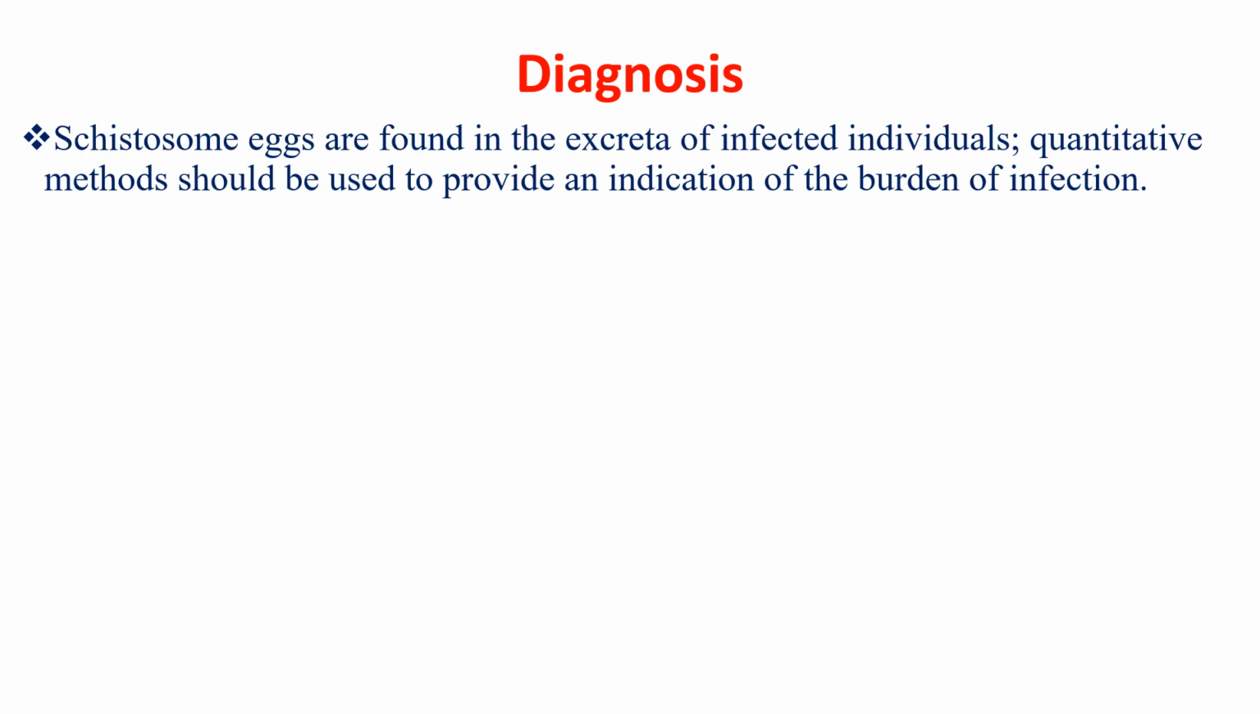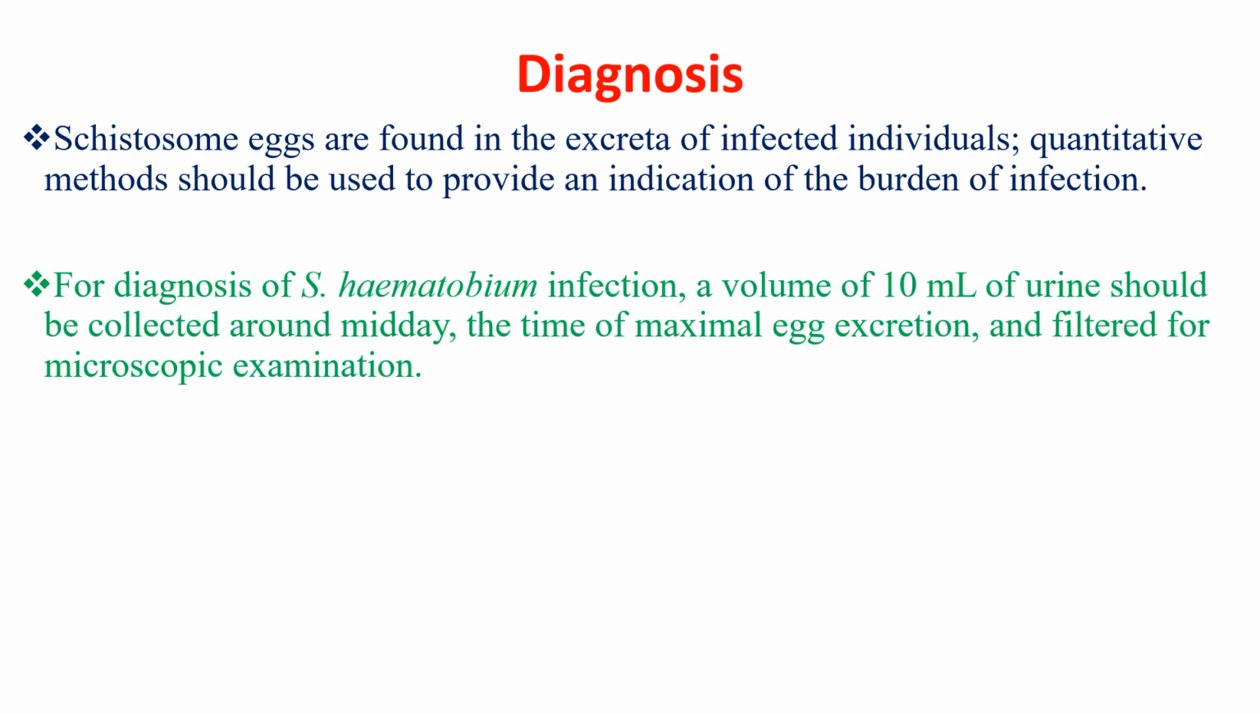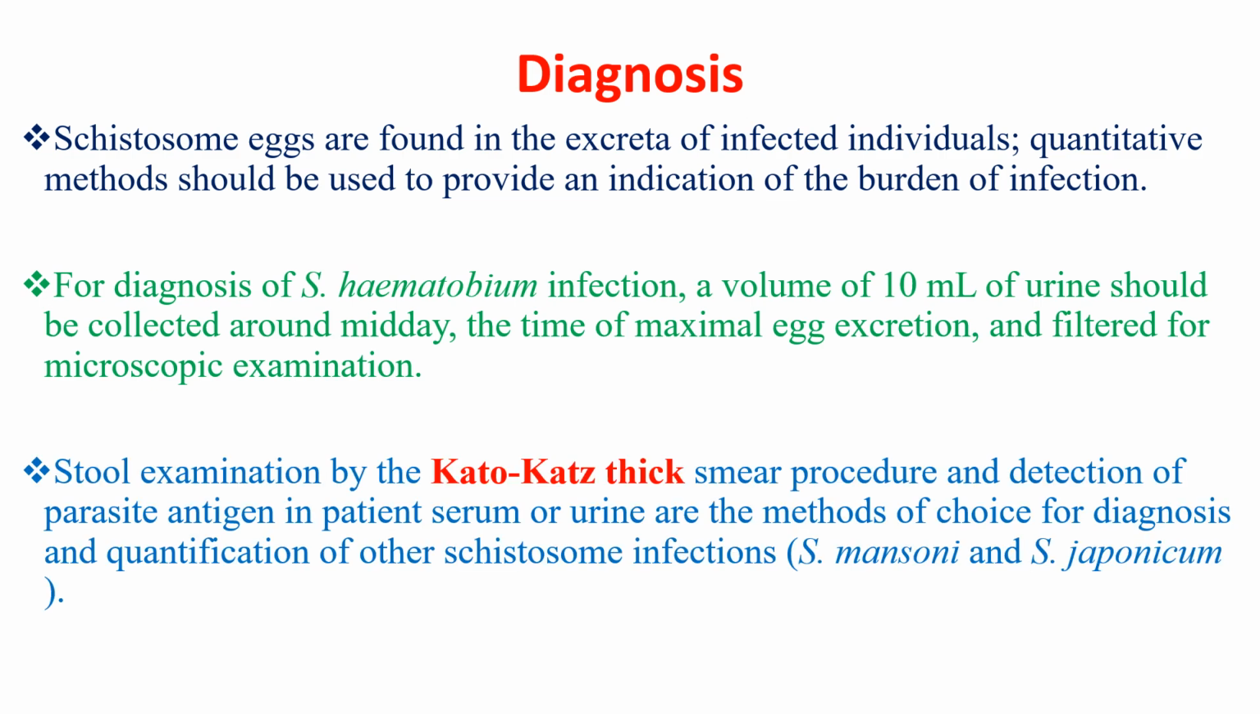Regarding diagnosis, Schistosoma eggs are found in the excreta of infected individuals. Quantitative methods should be used to provide an indication of the burden of infection. For diagnosis of Schistosoma haematobium infection, a volume of 10 ml of urine should be collected around midday, because midday is the time of maximal egg excretion, and filtered for microscopic examination. Stool examination by the Kato-Katz smear and detection of parasite antigen in patient serum or urine are the methods of choice for diagnosis and quantification of other Schistosoma infections, such as mansoni and japonicum.